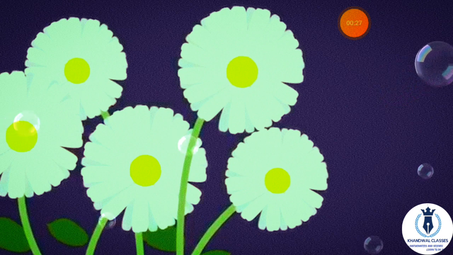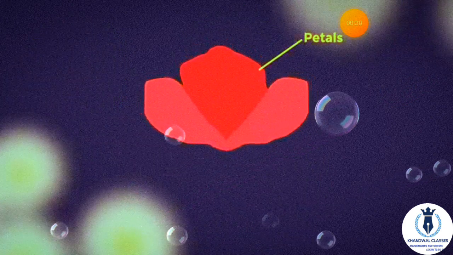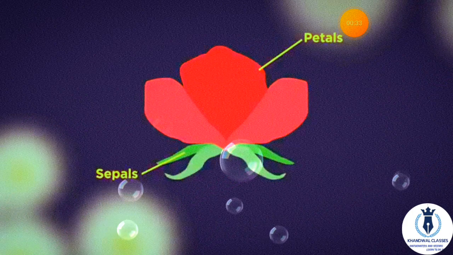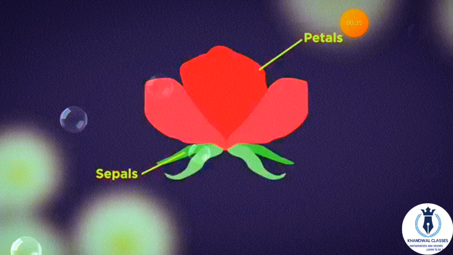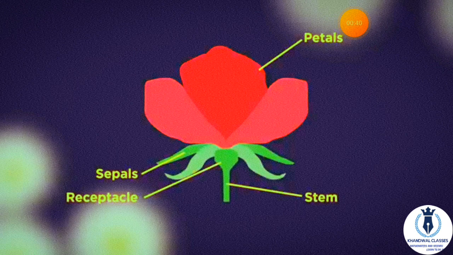Let's start with labeling the different parts of a flower. The petals and the sepals help protect the flower bud and can be brightly colored or scented to attract pollinators. The stem and the receptacle are the parts that connect the flower to the rest of the plant.